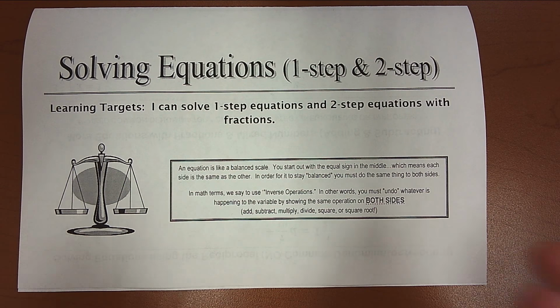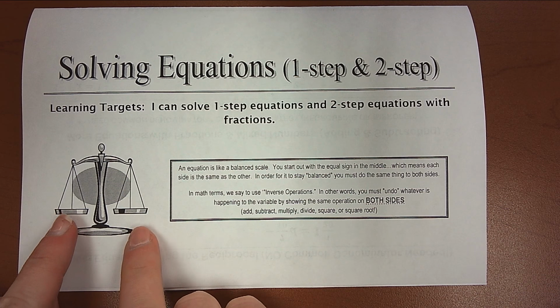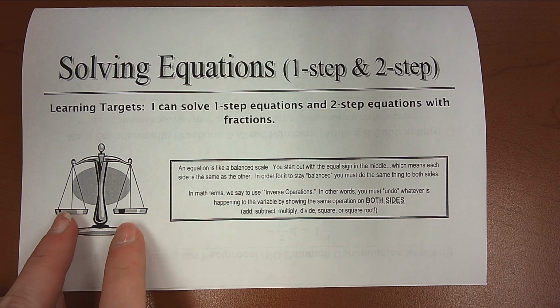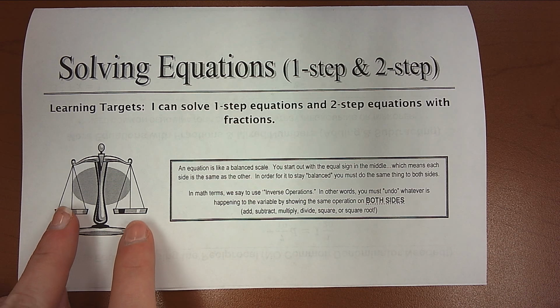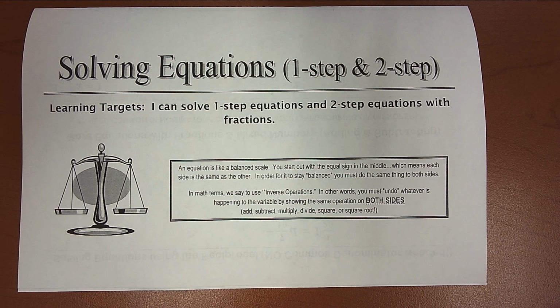An equation is like a balanced scale, which we talked about when we did this with whole numbers and with integers. You start out with an equal sign in the middle, which means that each side is the same as the other. And in order for it to stay balanced, you must do the same thing to both sides. So if I add 5 to this side, then I have to add 5 to this side so that they balance back out. In math terms, we say we use inverse operations.